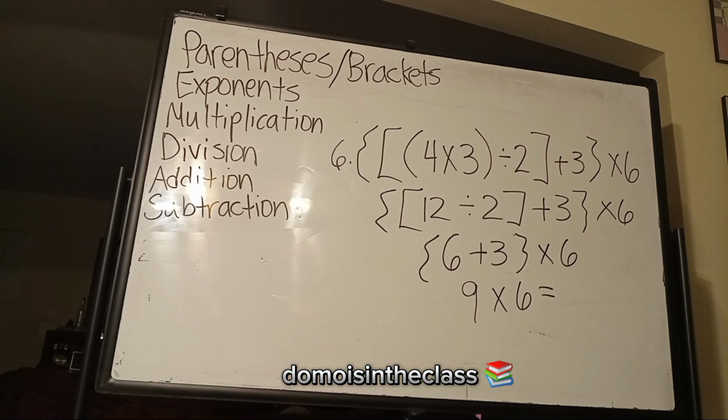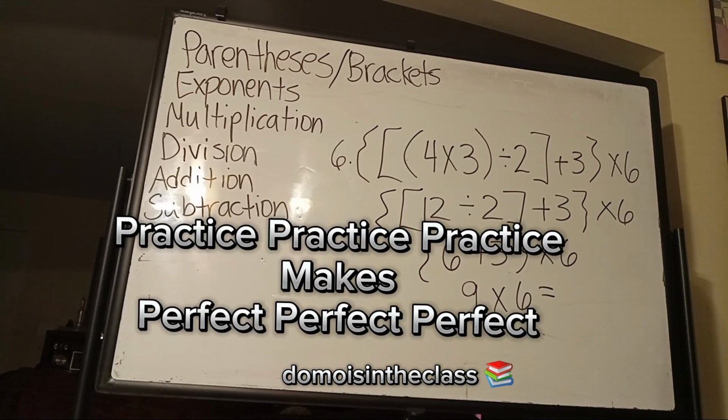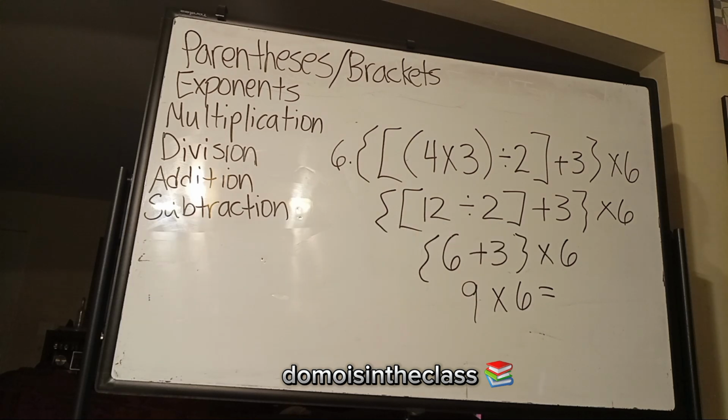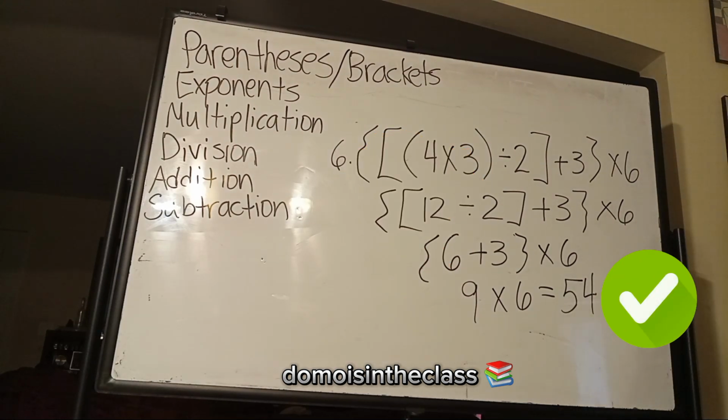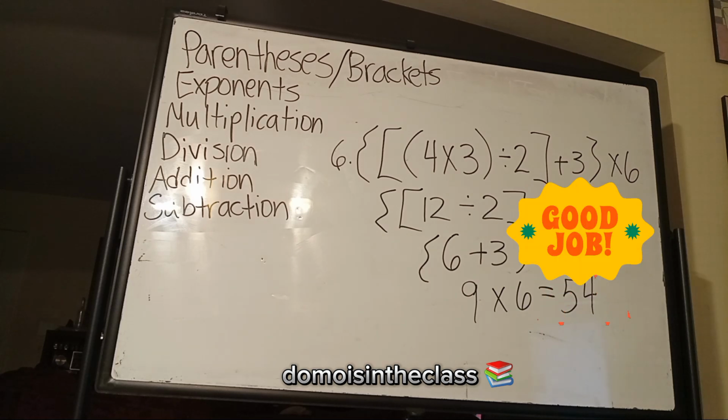63. No. 56. Nope. You need to practice. You're close. What's 9 times 5? 45. Count up 9 more. 54. There we go. Great job. 54. 9 times 6 is 54, and that is the answer to the problem. Great job.